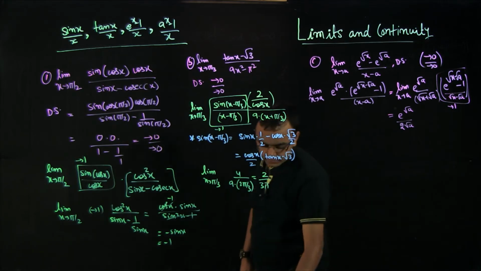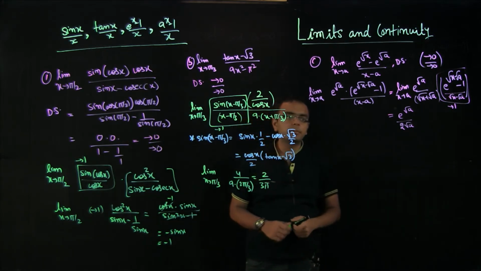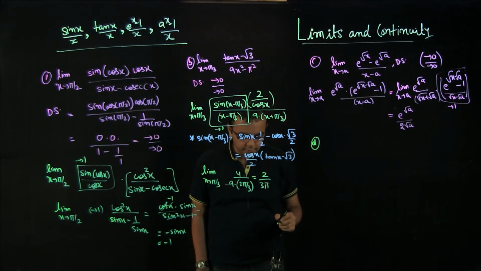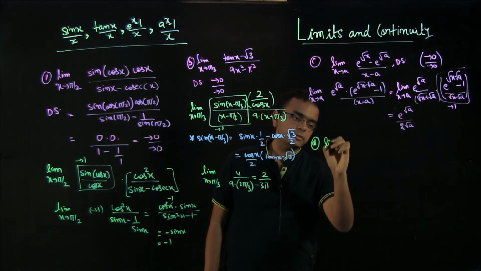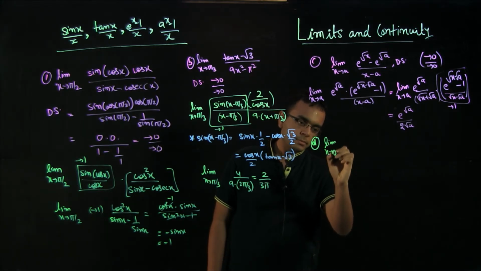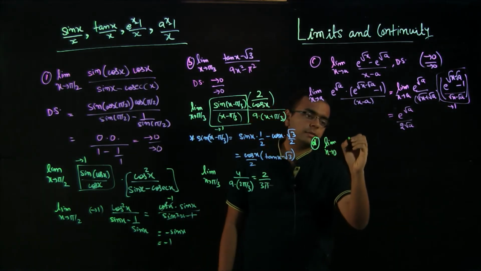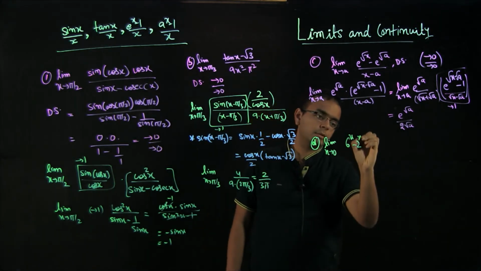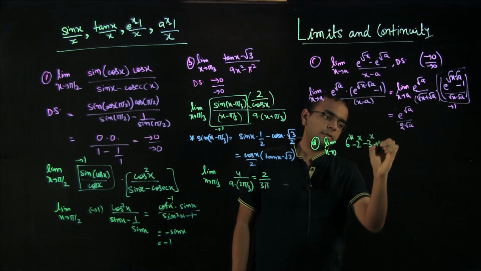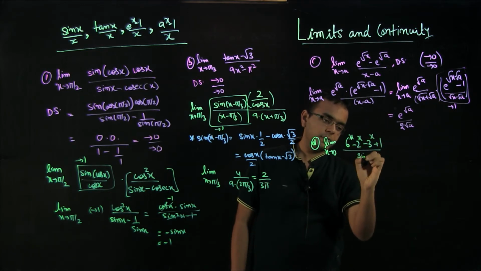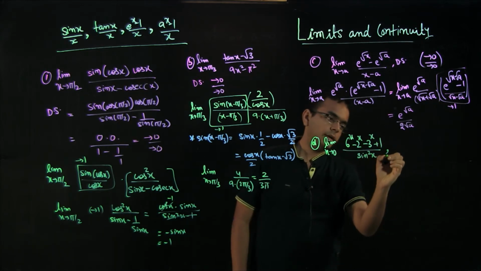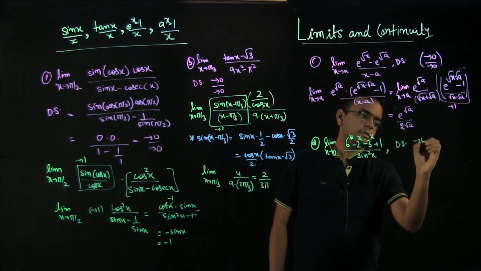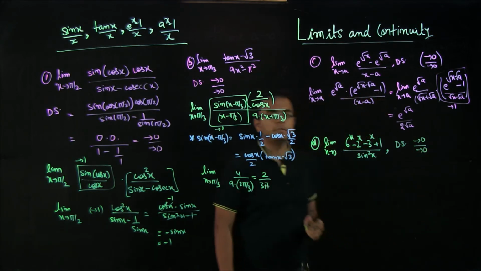Okay, so let's take the last example, which I really like. It says limit x tends to 0, 6 raised to the power of x minus 2 raised to the power of x minus 3 raised to the power of x plus 1 by sine square x. Again, if you do direct substitution, this is 1 minus 1 minus 1 plus 1, which is 0 by 0 form, and sine square 0 is 0.